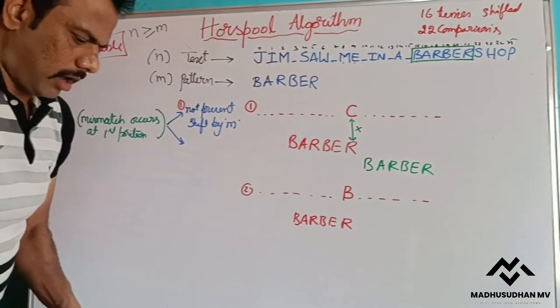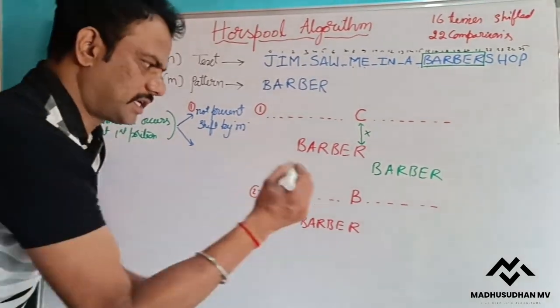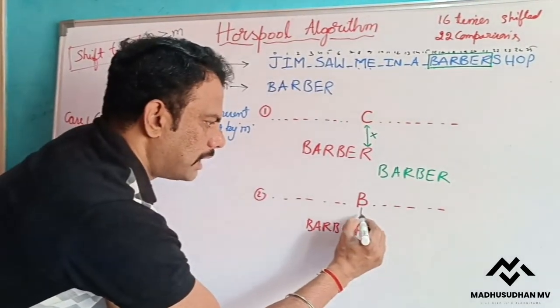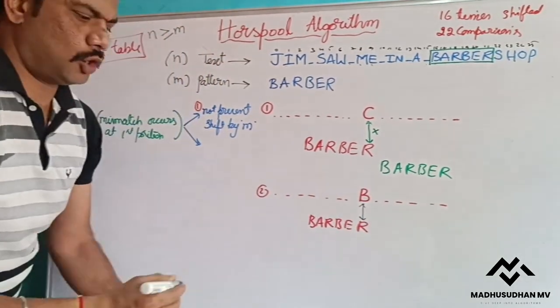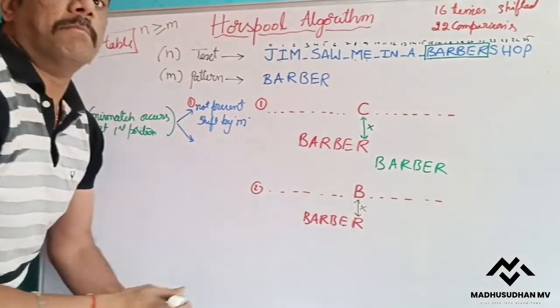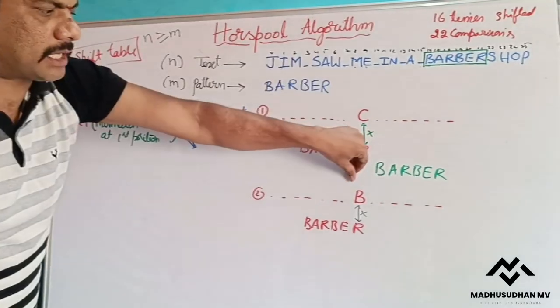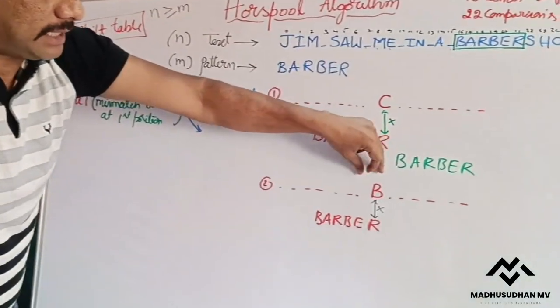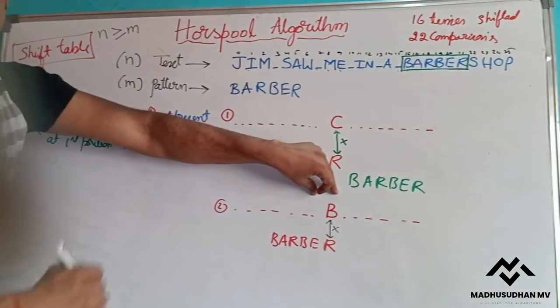So now again, always we are matching with what? The last character of the pattern. So this is where I'm matching. These two match, and again a mismatch occurs. But the mismatch character of the text is present in the remaining characters of the pattern.